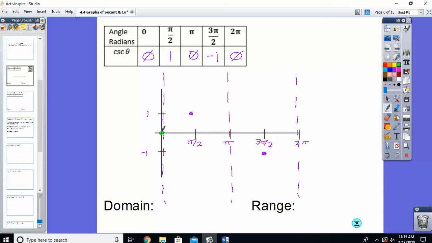Sine of 0 is 0. Pi over 2, sine is 1. Back to 0, negative 1, 0. This is what the graph of sine looks like. Cosecant is just the reciprocal of that. So every time it was 0, we get an asymptote. These high and low points stay. And then what happens when you do the reciprocal, it actually just takes your graph and reflects it away from the x-axis. So it's going to look like this.